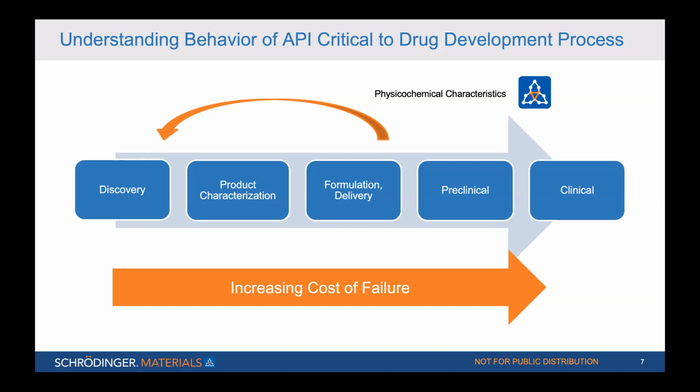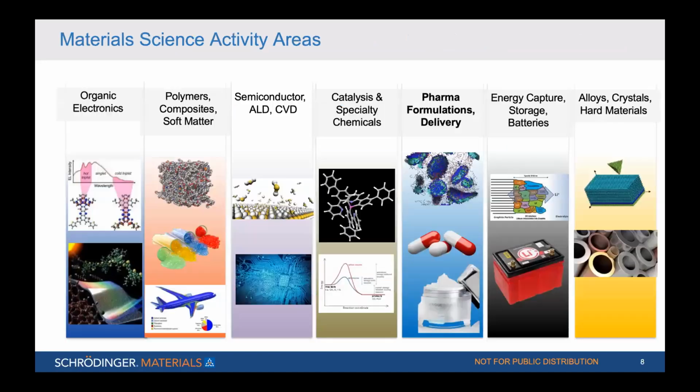I'm going to show you a few case studies, the typical problems in pharmaceutical formulations, and how we can address these problems using Schrodinger's material science suite. As I told you, material science means basically anything that has mass, anything that occupies space is a material. So we can apply it to any kind of industry, from organic electronics to alloys and crystals. Today we are going to speak about pharma formulations and delivery. It has different applications in different industries, but today our focus is on pharma formulations and delivery.